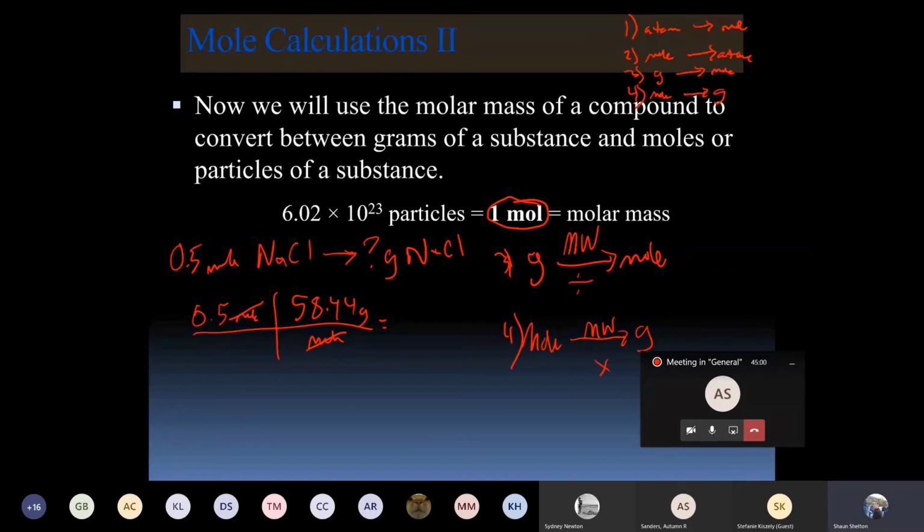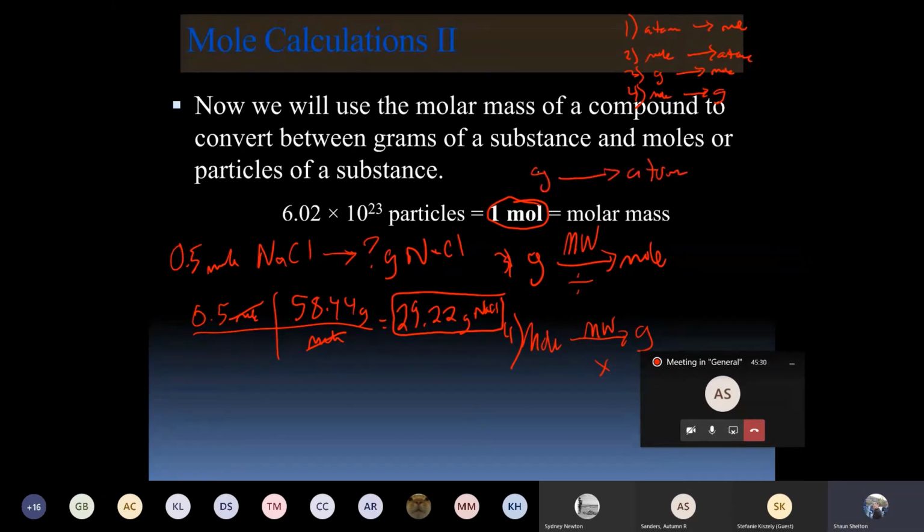And what you end up with is 29.22 grams NaCl. So that's how you use that as a conversion factor, all right? And the roadmaps really do make a difference. Just make sure that you understand that it really depends on what you start and where you stop as far as the units go. Sometimes you'll have to go, let's say you want to convert grams into atoms.